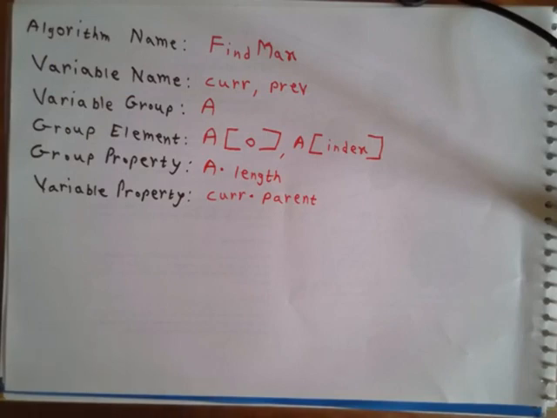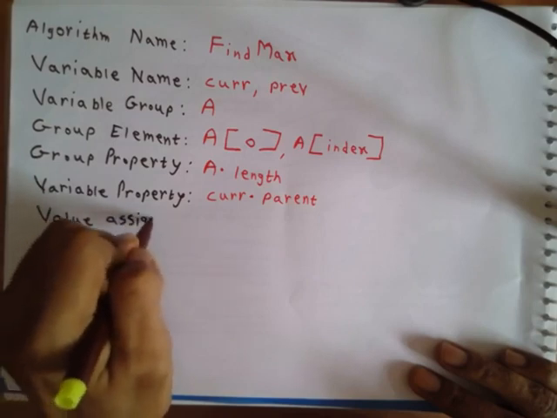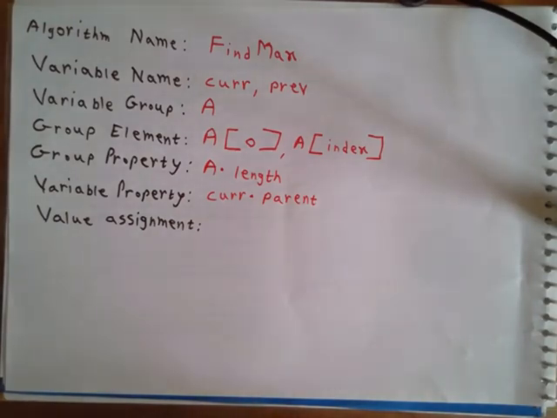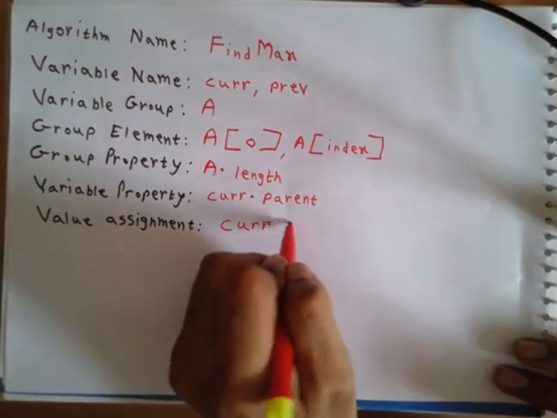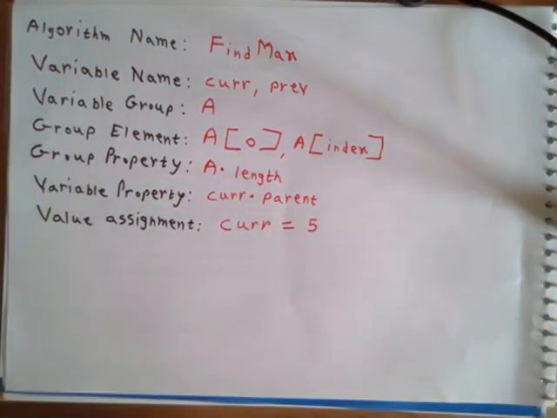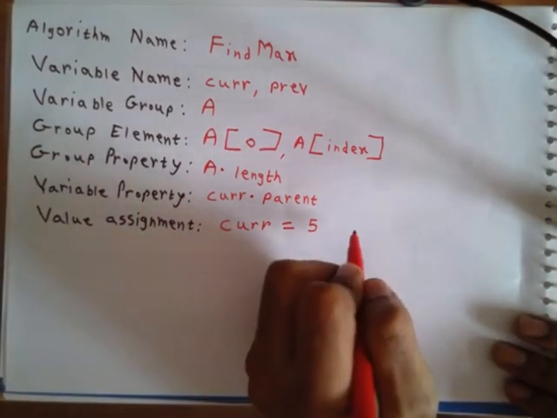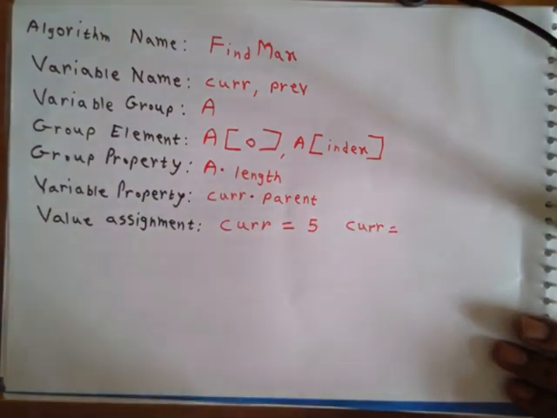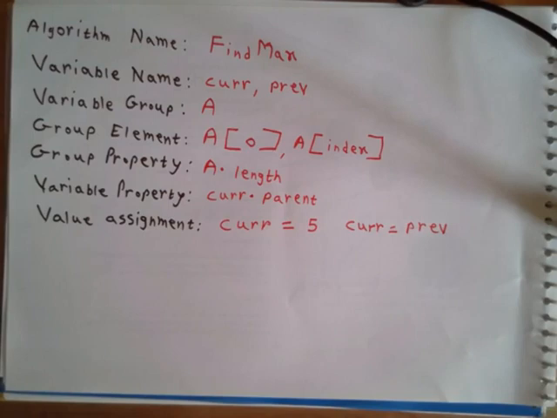If I'm going to do a value assignment, I'm going to write the name of the variable. So let's say the variable is current, and to this variable, let's say I want to assign the value 5. That's how I will do it. Or sometimes, instead of giving a specific value, I might want to take a particular variable, say current, and assign to it the value of another variable, say previous. That's how it will look. So that's my value assignment.